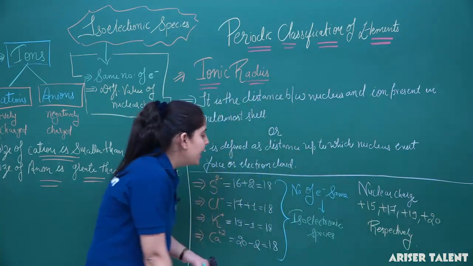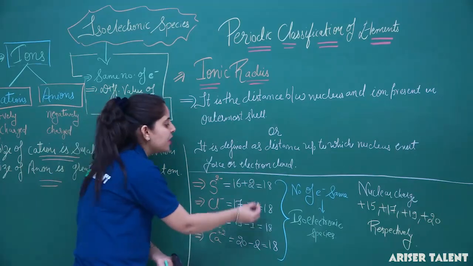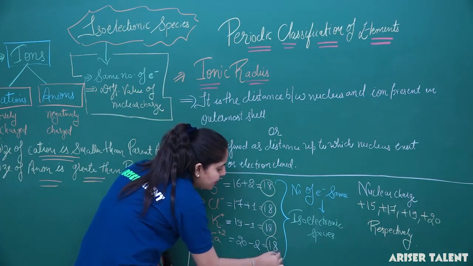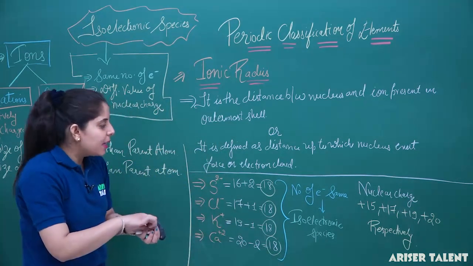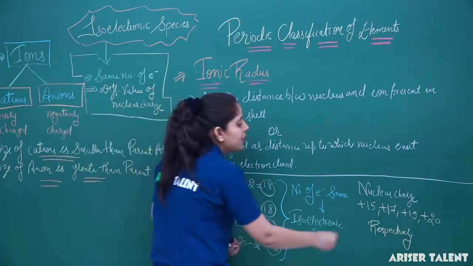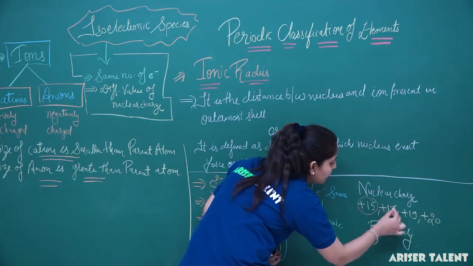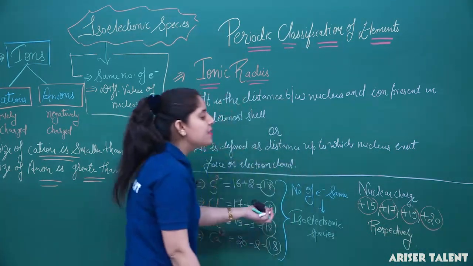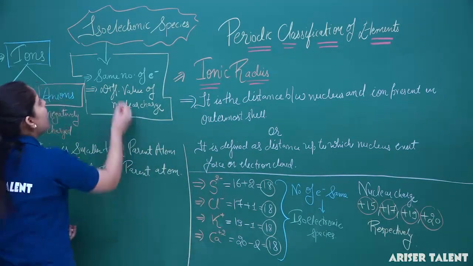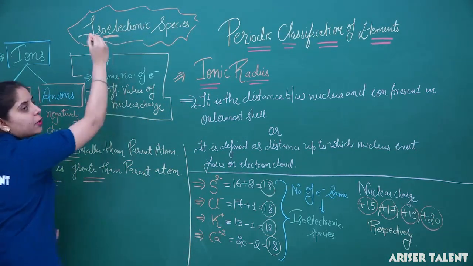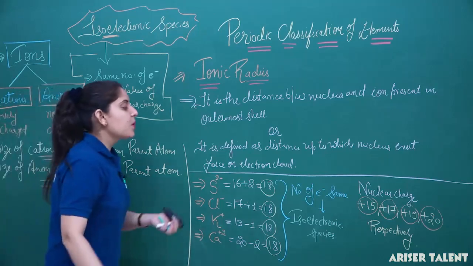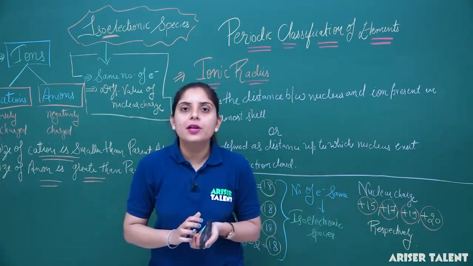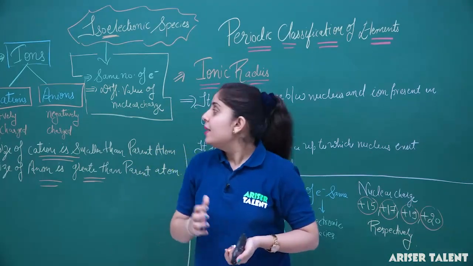So you can see that the isoelectronic species have the same number of electrons. It means the number of electrons are the same, but what you can observe from here is that the nuclear charge is +15, +17, +19 and +20. So we can say that these species are actually isoelectronic species. How the ionic radius in the case of isoelectronic species will follow a trend, let's see now.